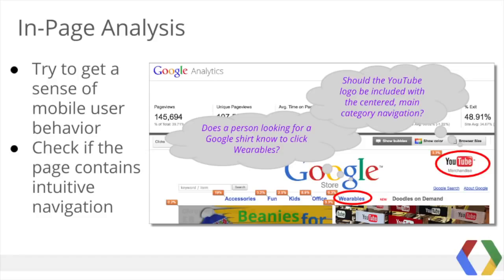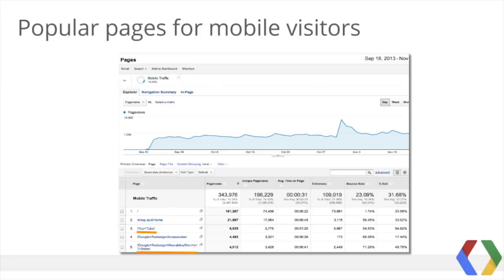If YouTube merchandise is extremely popular with my visitors, should the logo be included with the main category navigation in the center or remain off to the right? And speaking of popular, we can use data to support that term.